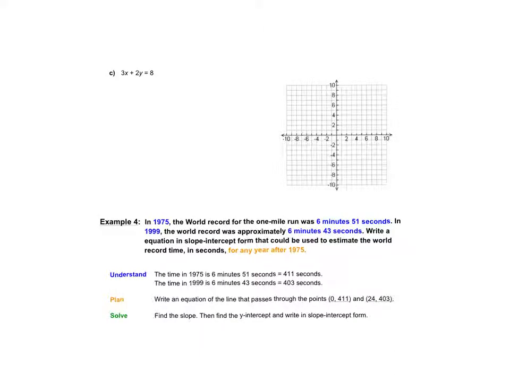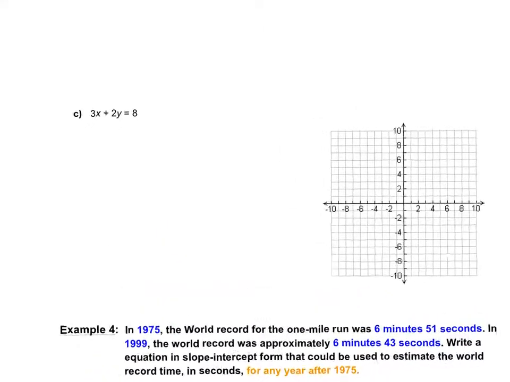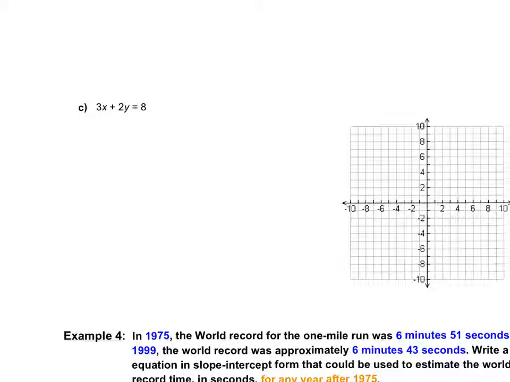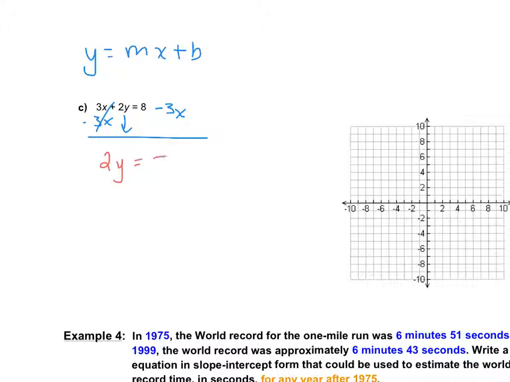Again, they want us to graph this using y equals mx plus b. So the step that you have to take is step 1, translate it into y equals mx plus b. So let's subtract 3x. You're solving for y basically. And you get 2y is equal to -3x plus 8. Now we're going to divide everything by 2, everything.